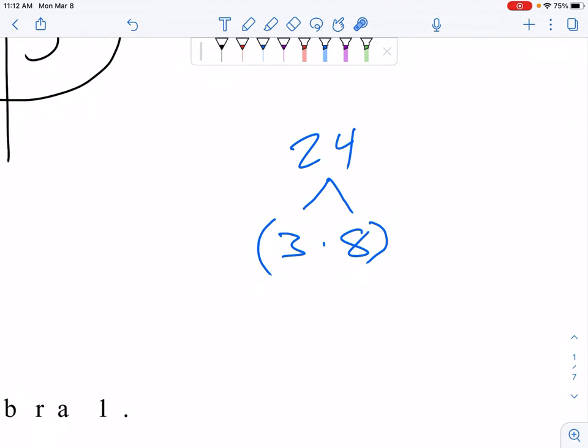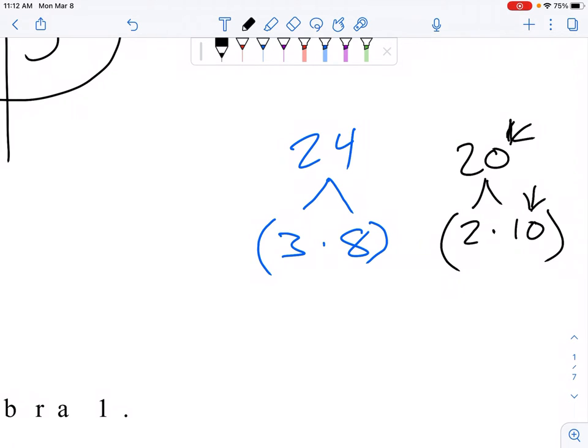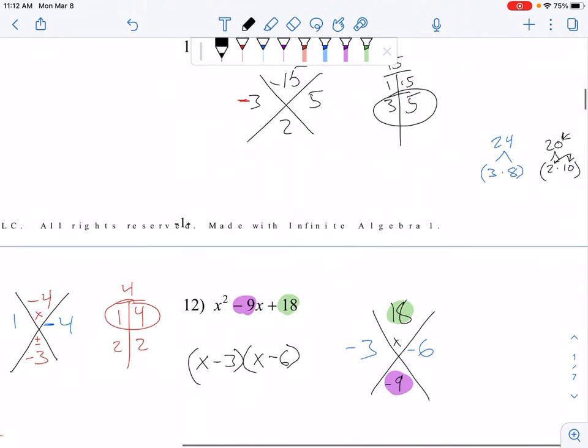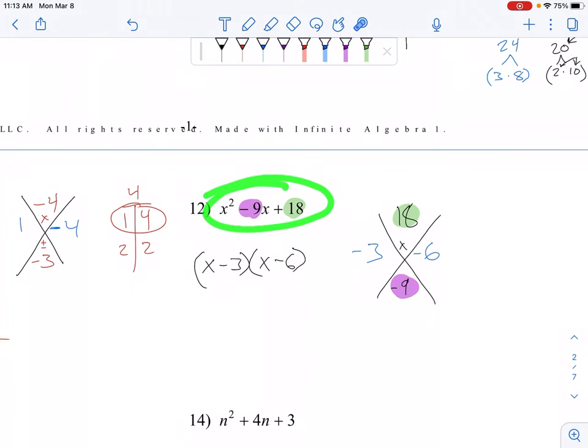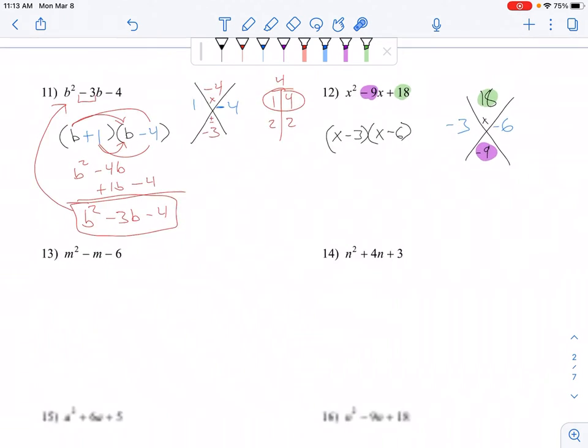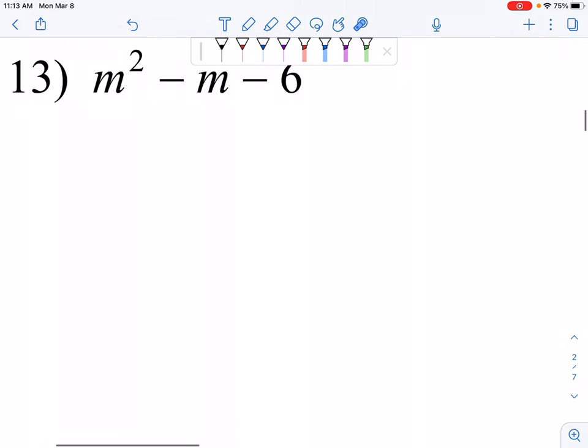Okay, or if I did 20, I could rewrite that as 2 times 10. And think about, if I had a $20 bill, that is worth the same amount as having two $10 bills. So these are the same value. x minus 3 times x minus 6 is the same value as this. We've just written it differently. We've factored it down.